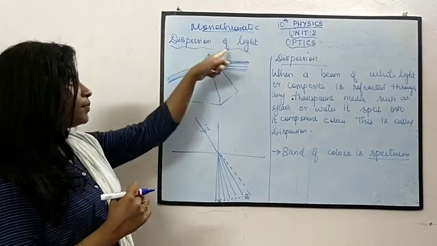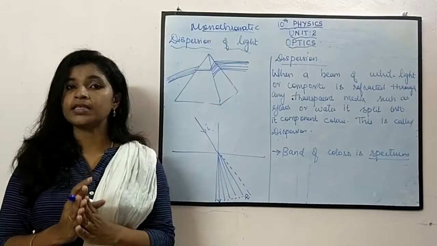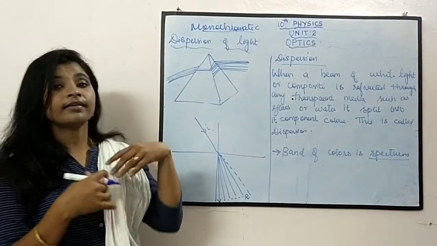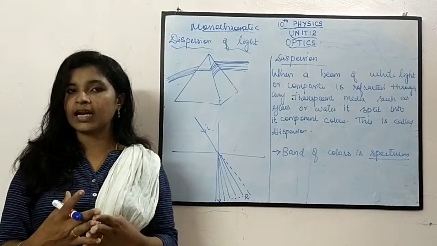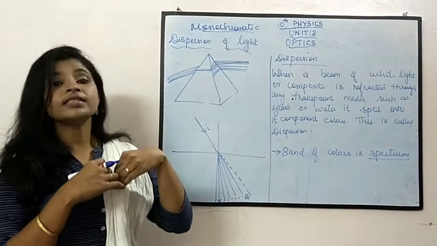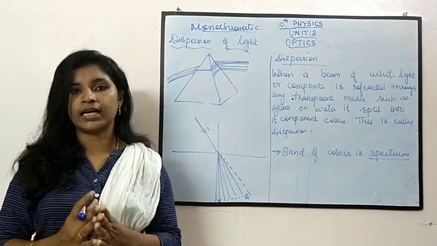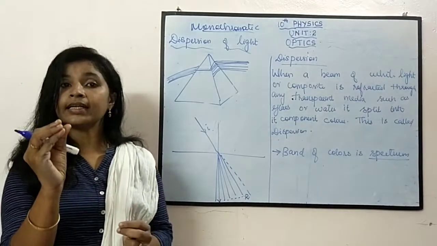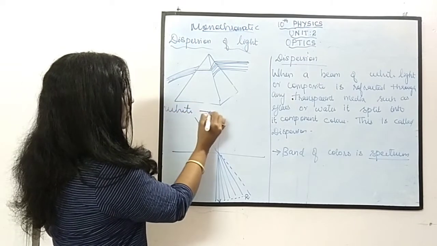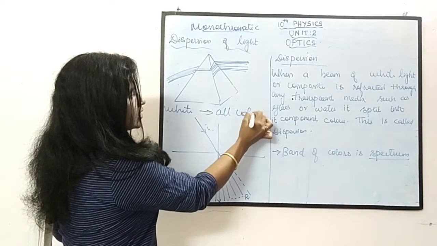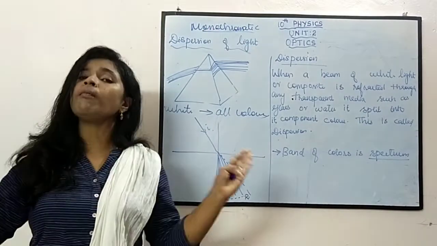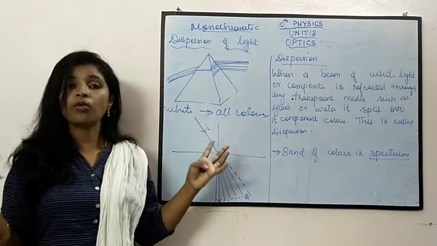So what is meant by dispersion? Dispersion means when this light is incident on a transparent medium, either glass or water, it will split into its constituent or composite colors. Usually white light has all the colors in it. White light has so many colors in it.